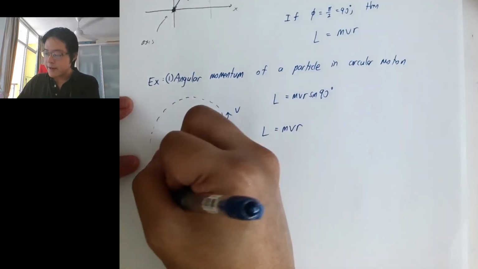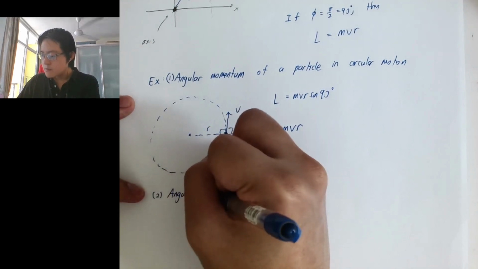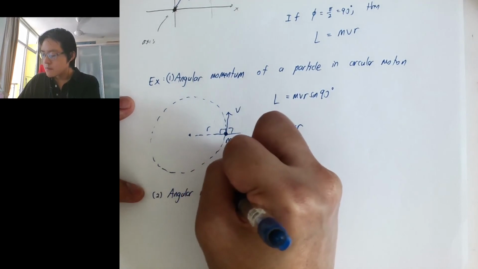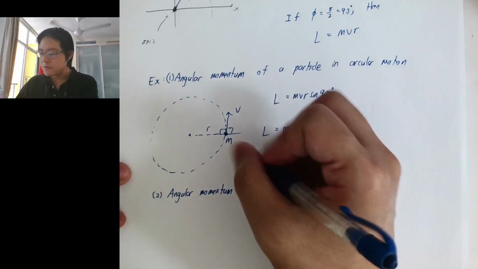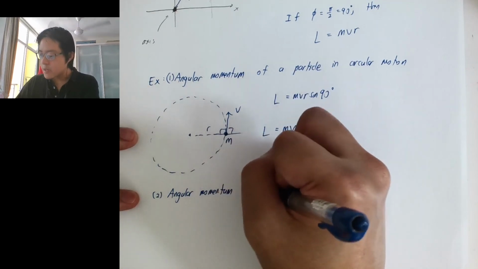And then I have another example, angular momentum. So this might be strange for some of you, but we can also calculate angular momentum of a particle going in a straight line.